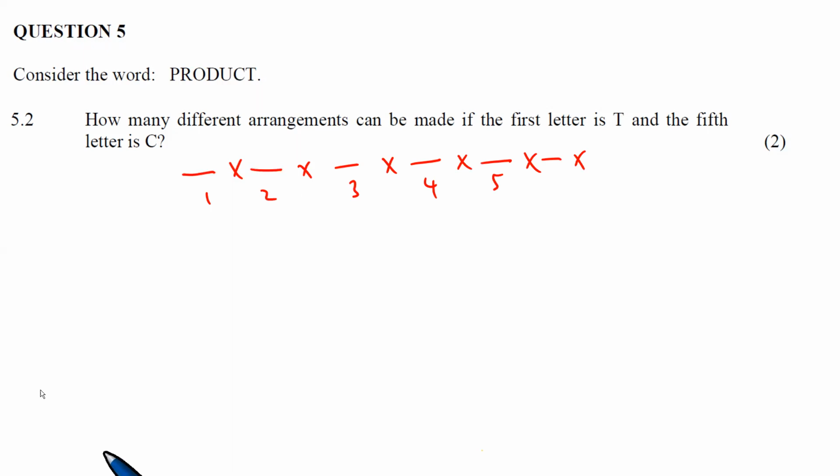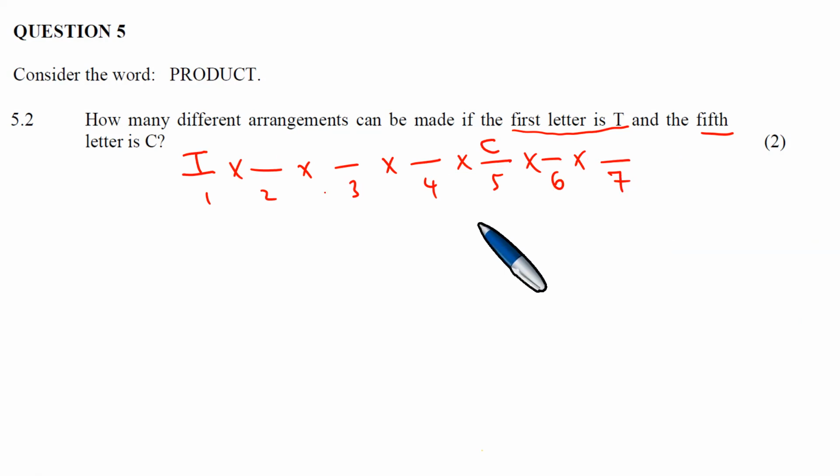So, how many different arrangements can be made if the first letter is T and the fifth letter is C? We want to look at how many different arrangements can be made if the first letter is T. So, here we're going to put T here. And then the fifth letter is C. Number 5, put a C here.